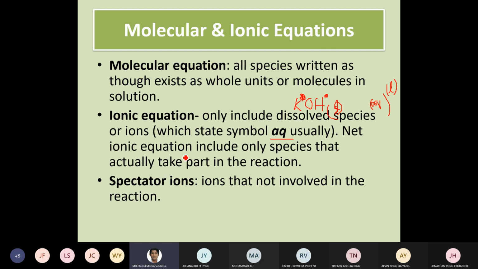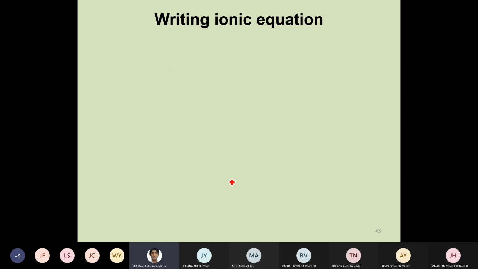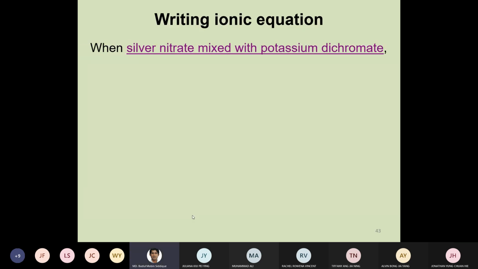Spectator ions: after the reaction occurs, some of the ions do not change their ionic state or anything, so they are spectator ions. They are just watchers, not taking part in the reaction. They were previously in aqueous form, and after the reaction occurred they are also in aqueous form. So they are the spectator ions.